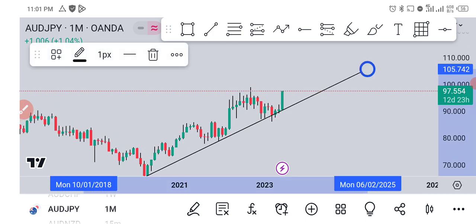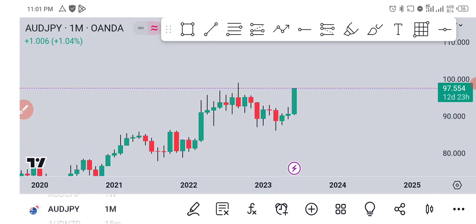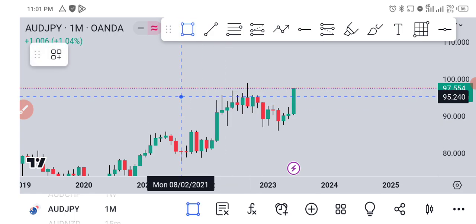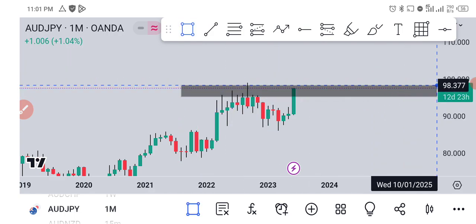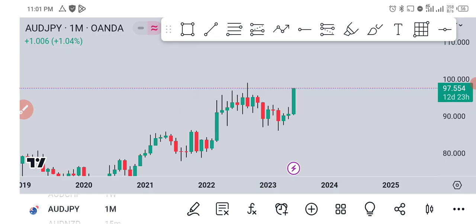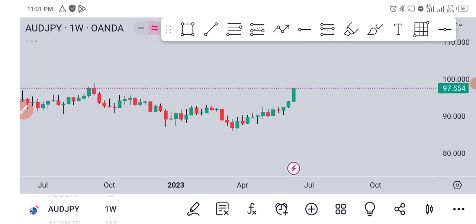Now the market has made this overextended move to the upside, testing this zone, from which a push to the downside is also expected. And the market also created a W formation, for which the completion to the neckline is also expected. Now let's go to the weekly time frame.